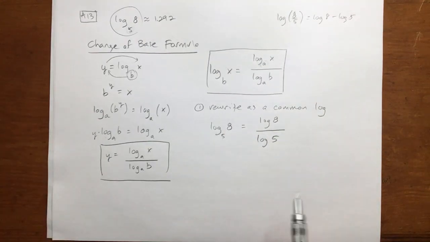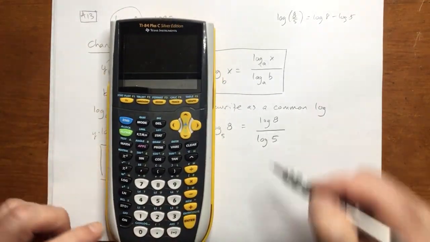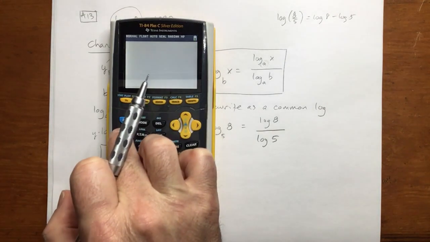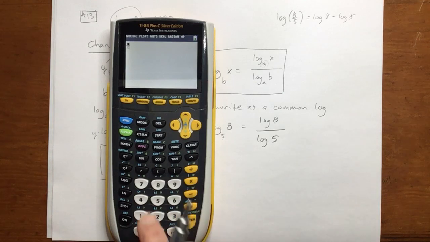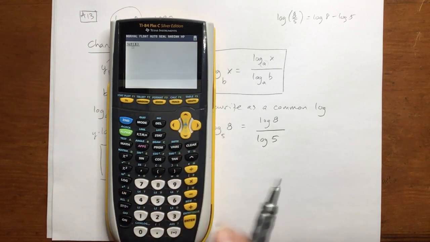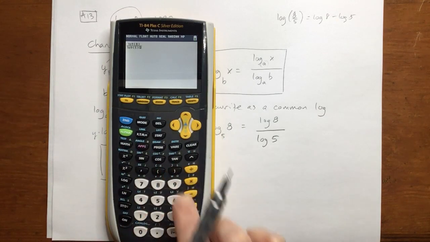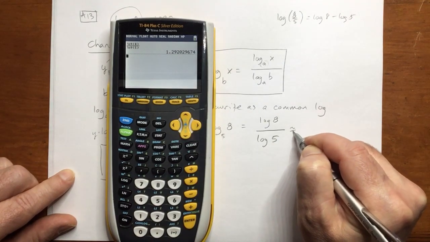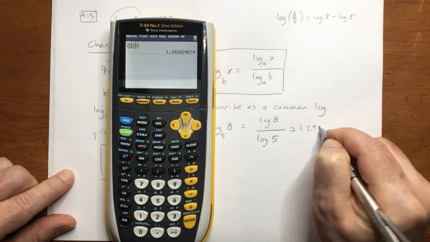What we're now going to do, though, is use our calculator to approximate this. I'm going to make a fraction. Remember, that's alpha y equals 1. On top, I'm going to write log of 8. On the bottom, log of 5. And I get that it's approximately 1.292, because I'm rounding and this goes on forever.